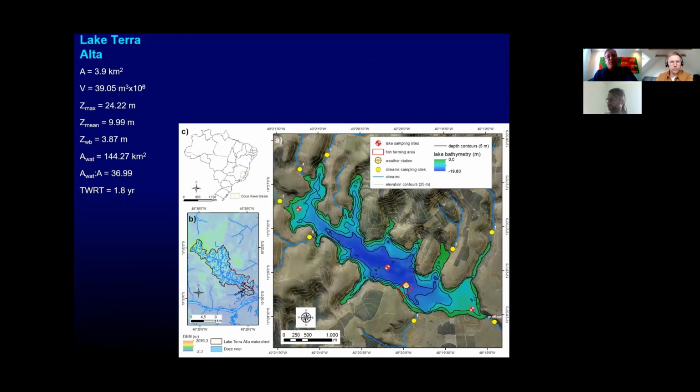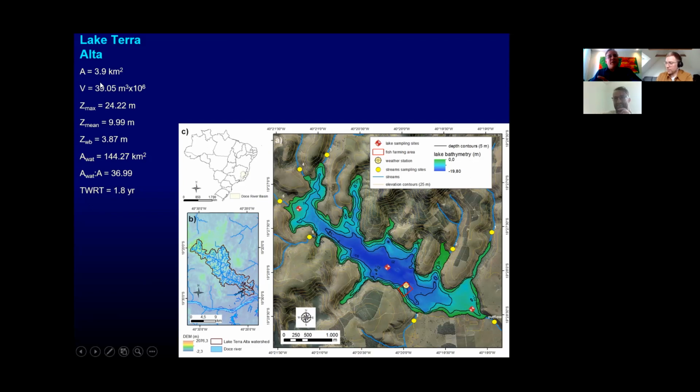But the lake that we would like to address today is Lake Terra Alta. Terra Alta would mean highlands. I mean, it's not that high, because the lake is about 20 meters above sea level. But anyway, this is the local name that we give.